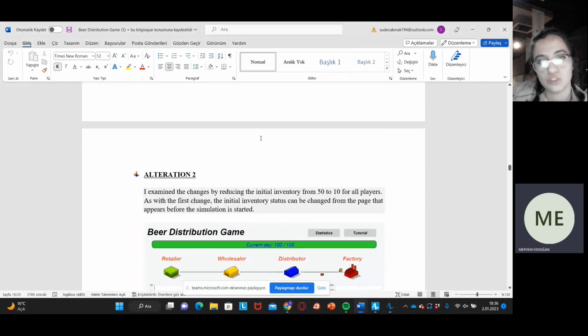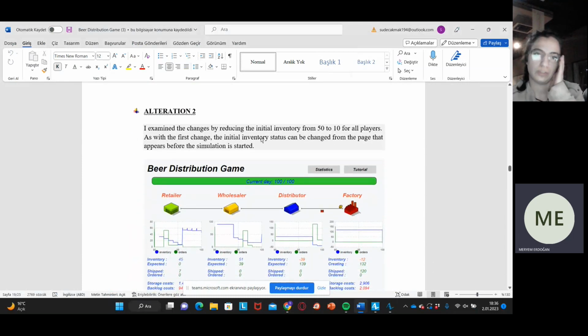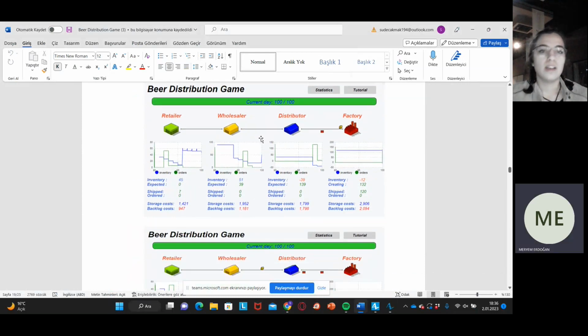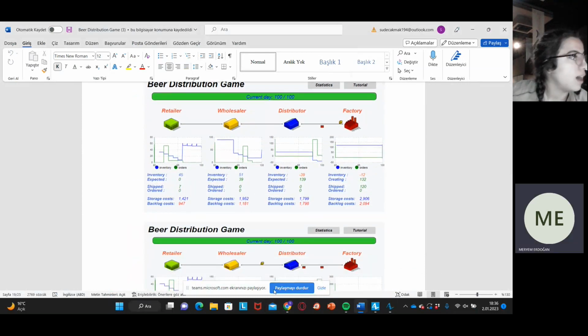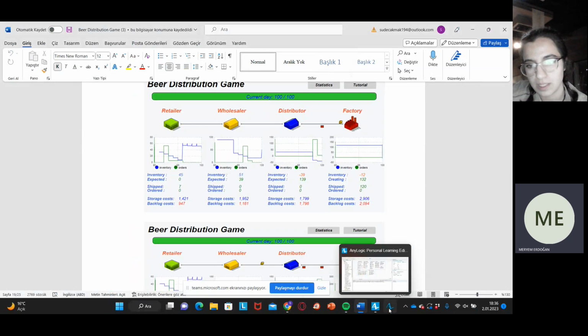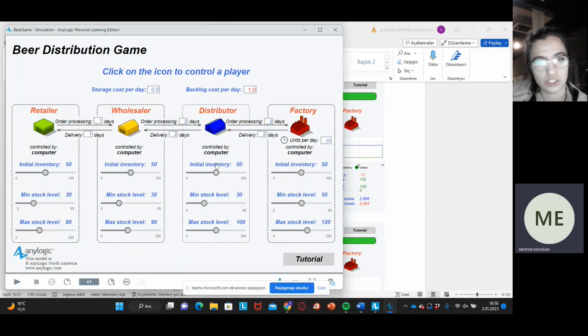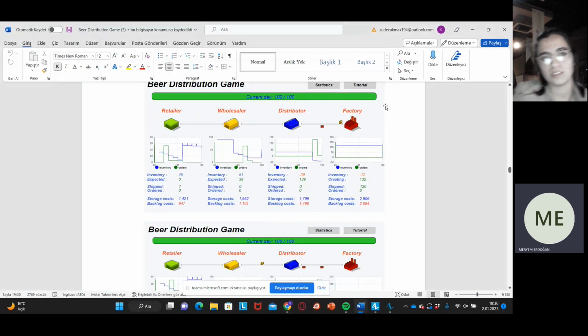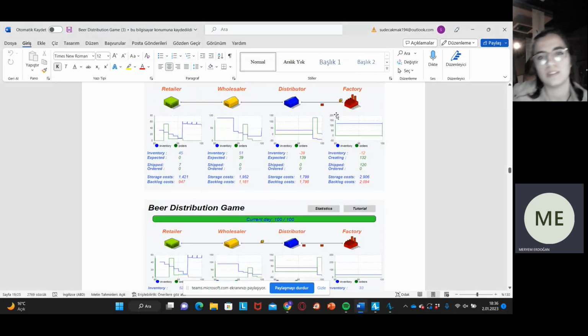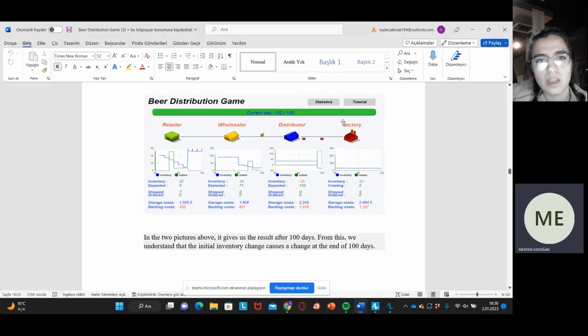Now we can continue with the next alteration. I examined the change by reducing the initial inventory from 50 to 10. I changed this 50 to 10 for all. We can see it in the report.